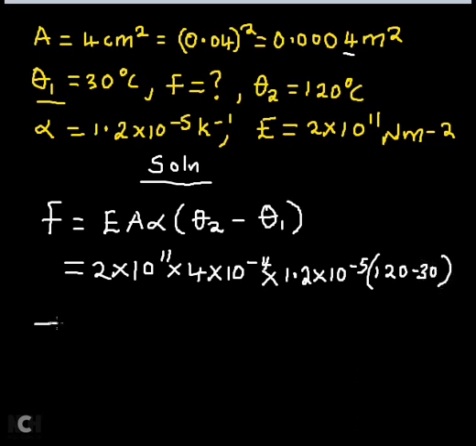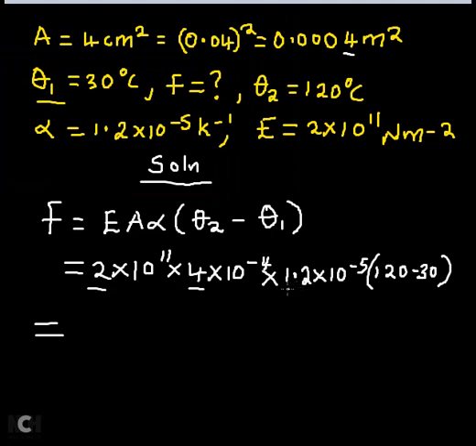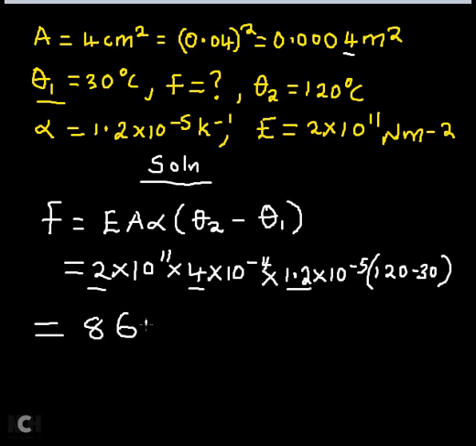Okay, so let's do justice to this. I'm going to multiply the numbers, then I treat the powers of 10 separately. First I'll start with 120 minus 30, which gives me 90. So what I'm going to do is multiply 90 by 1.2, then times 4, then times 2. So that gives me 864.